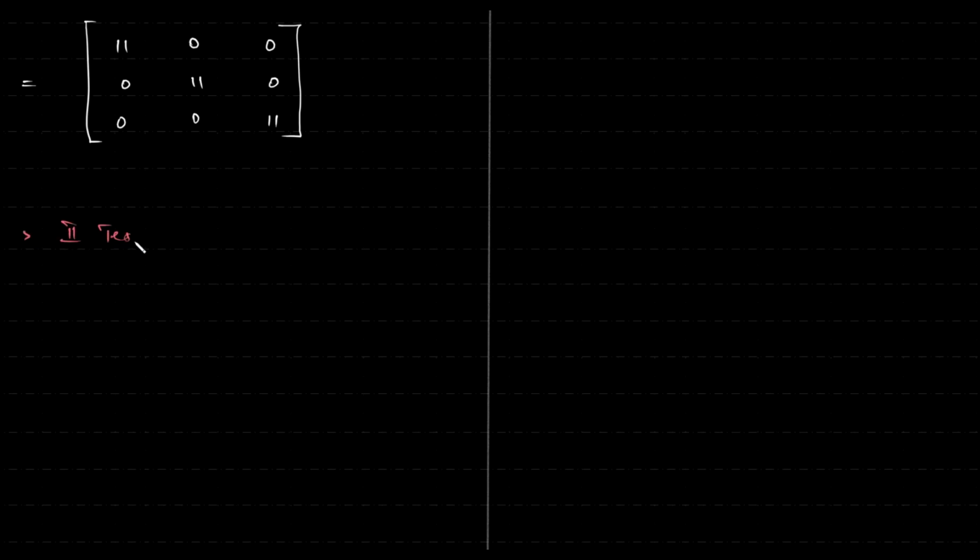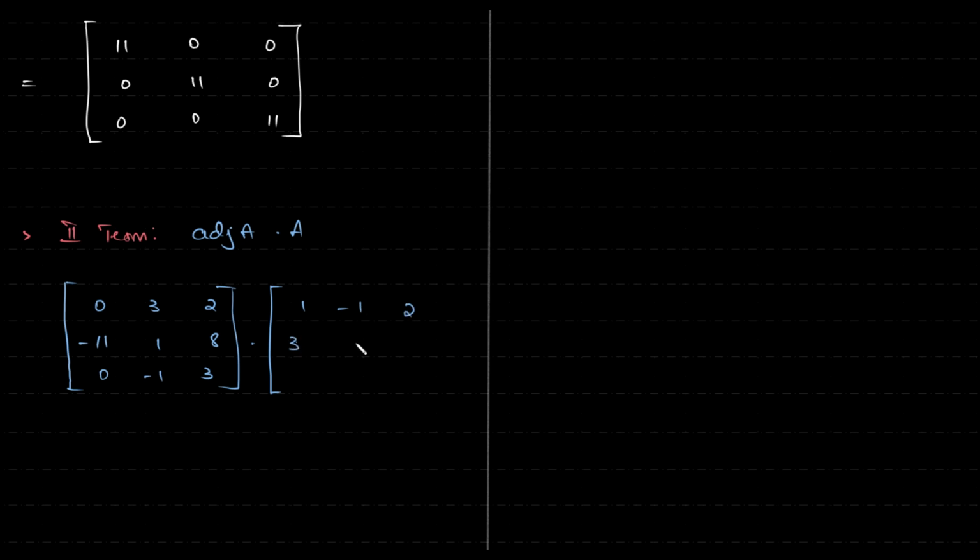Second term. So other way around. That is our adjoint of A into A. So adjoint of A, we have 0, 3, 2. I have written it down because I don't want to move back and forth. 1, 8, 0, minus 1 and 3. Multiplied with 1 minus 1 and 2. Then we have 3, 0 and minus 2. And then we have 1, 0 and 3.